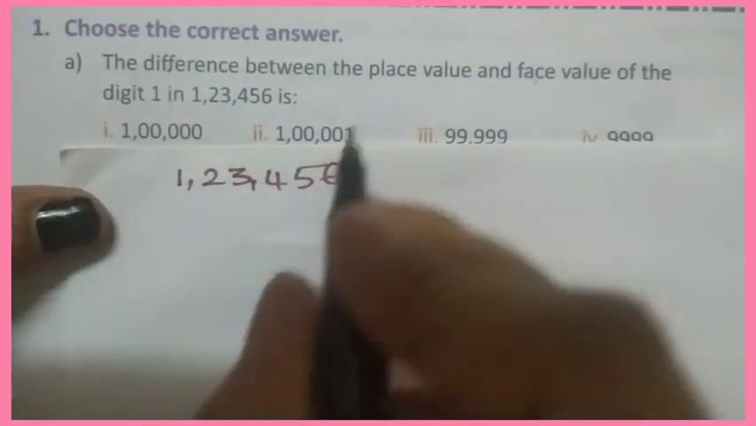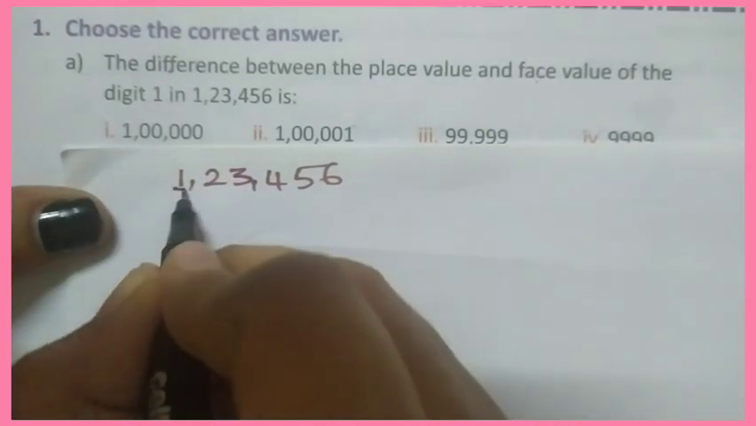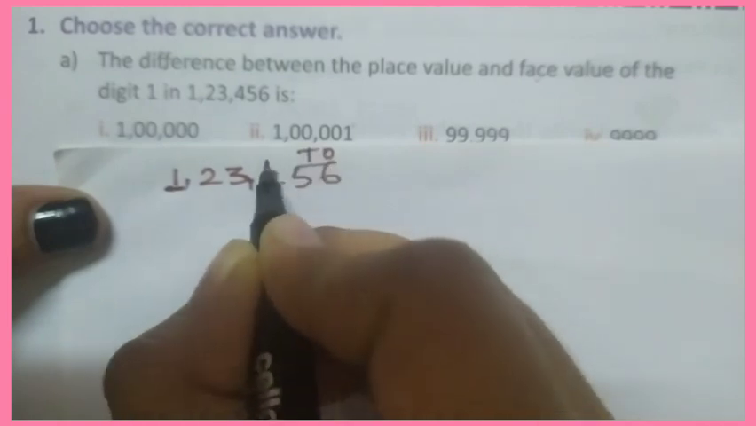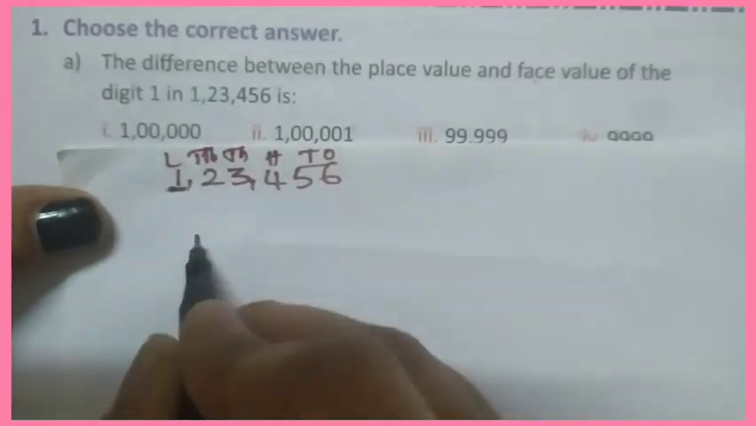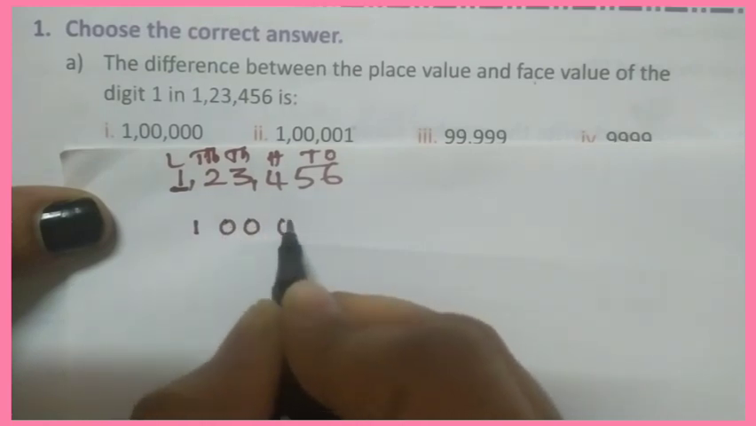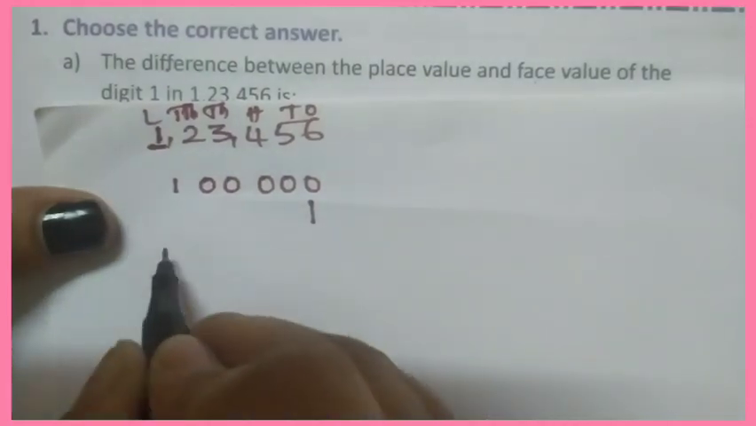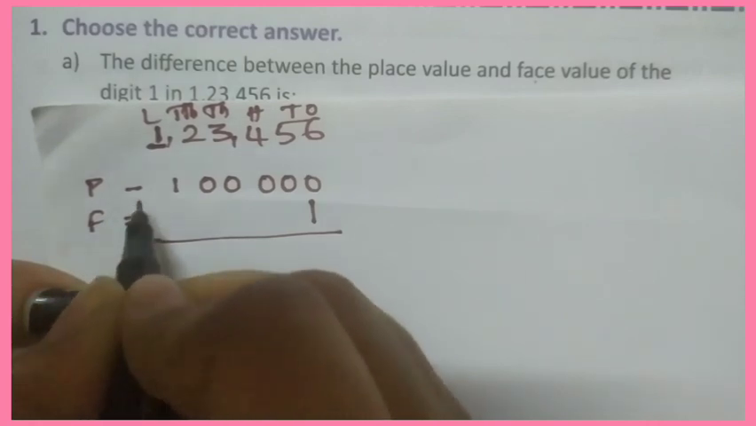1,23,456. Place value and face value of the digit 1. Where is 1? Here it is. What is the place value of 1? Ones, tens, hundreds, thousands, 10,000s, lakhs. So 1 lakh is the place value. Face value means the number itself. So 1 is the face value. This is place value and this is face value.